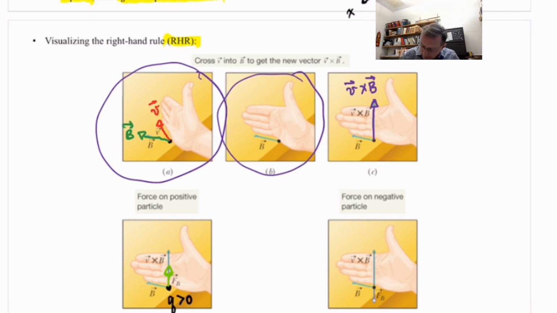Or is this particle's charge, Q, a negative number? Then the direction of the magnetic force, FB, is exactly opposite to V cross B. So it'd be vertically down. It's really important to remember that last step. First you do the right-hand rule to get the direction of V cross B, and then you account for whether the Q is positive or negative.